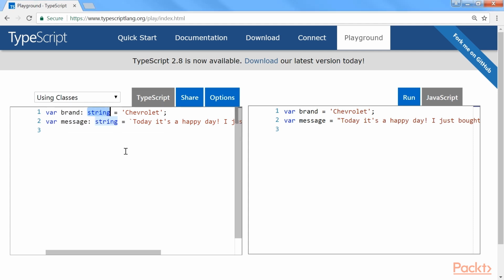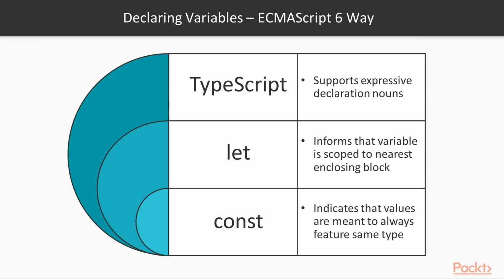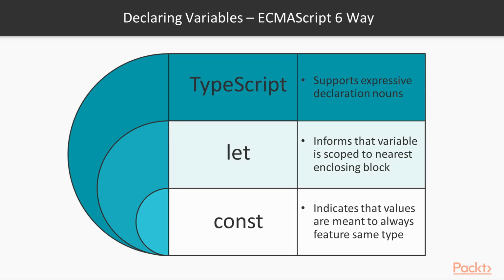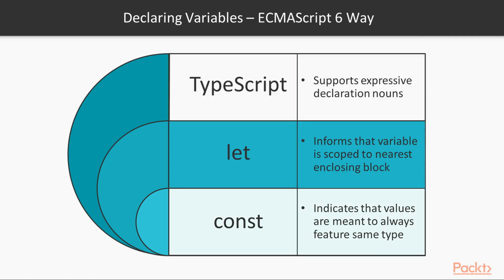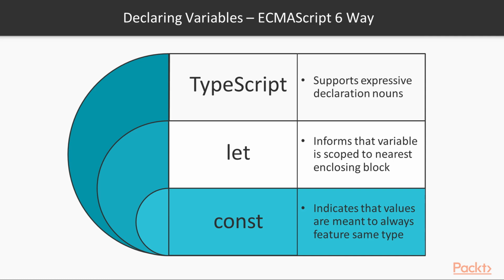We declare the variable as string using the string keyword. Check out the type assignation next to the variable name, which is separated by a colon symbol. This is how we annotate types in TypeScript. We use either single or double quotes. TypeScript, as a superset of ECMAScript 6, supports expressive declaration nouns such as let, which informs us that the variable is scoped to the nearest enclosing block, which is either a function, for loop or any enclosing statement. On the other hand, const is an indicator that the values declared this way are always meant to feature the same type or value once populated.